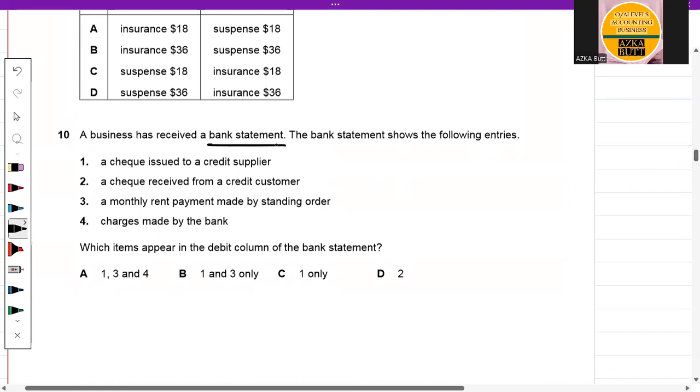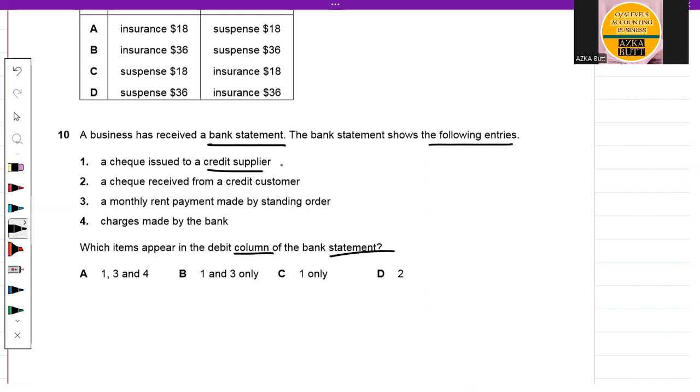A business has received a bank statement. The bank statement shows the following entries. Cheque issued to a credit supplier. Which item appears in the debit column of the bank statement? Okay, so cheque issued to a credit supplier. We know that the things which we are debiting, the bank is crediting, and the things which we are crediting, the bank would debit.